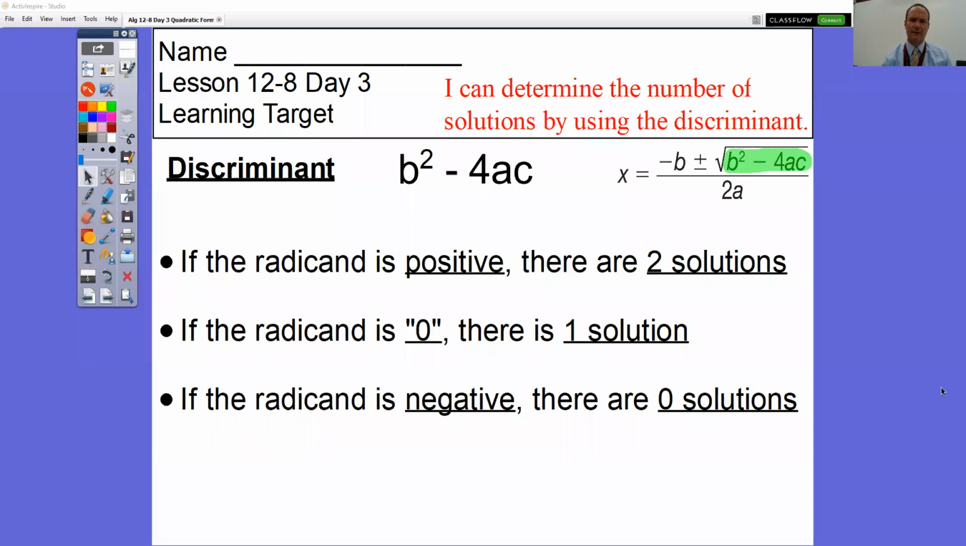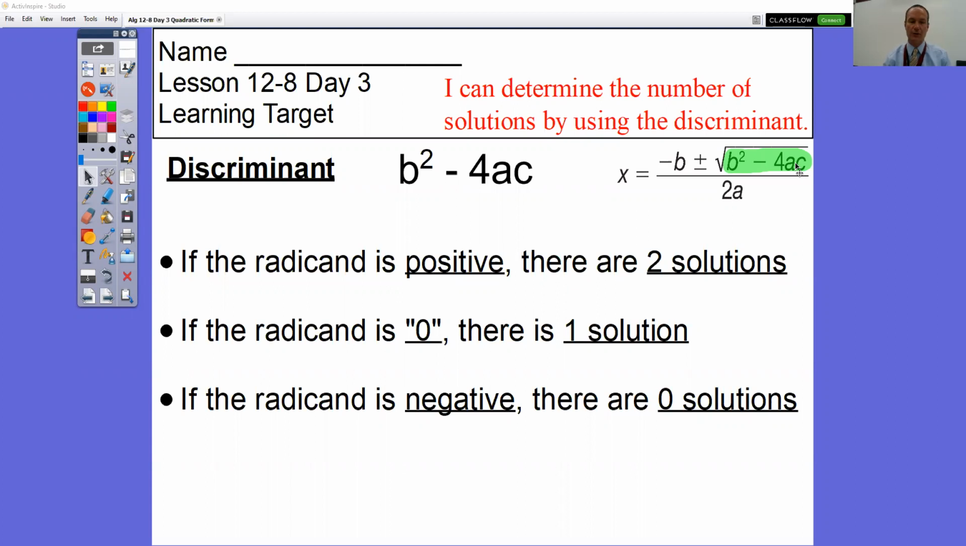This is the lesson for 12-8 day 3. What we're looking at today is only part of the quadratic formula. That part that I highlighted here, the b squared minus 4ac, is called the discriminant, all right? Another word for discriminant is the radicand. Technically, this is the discriminant, the b squared minus 4ac, and the answer that you get from that is really the radicand, all right? But if you just call it the discriminant, that's okay as well. So we're only taking a look at that part of the formula.